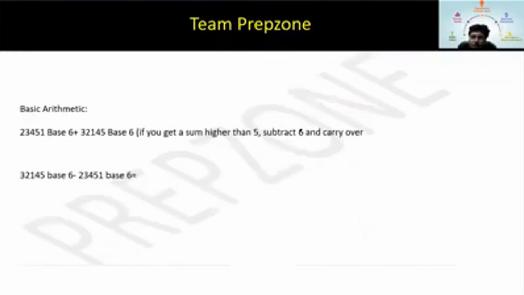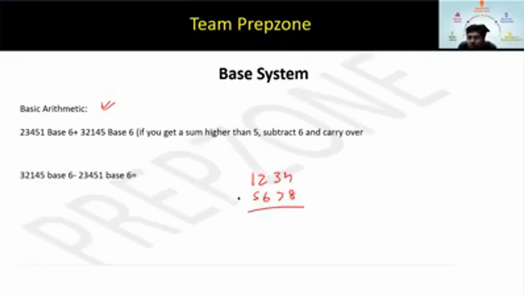Okay. So now let's do the basic arithmetic of this. How do you add 1234 with 5678? If you want to add these two numbers in base 10, how do you add this? What is 8 plus 4? 12. You give one carryover and write 2 here.